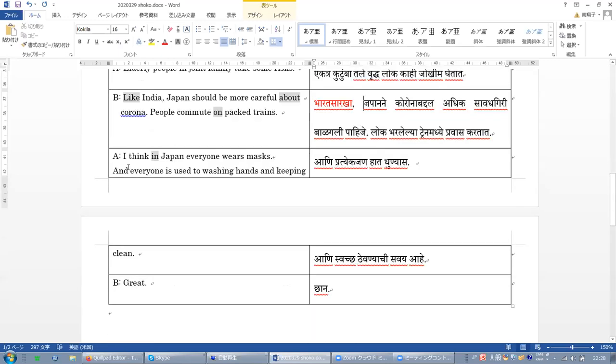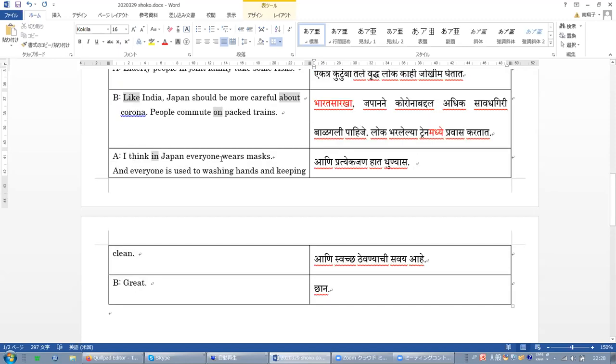And instead of train madhye, you can use train madhun. That is through train. Or train ne, by train. Okay. So train madhun, M-A-D-H-U-N. Okay. Train madhun. I'll read it later. Yeah.